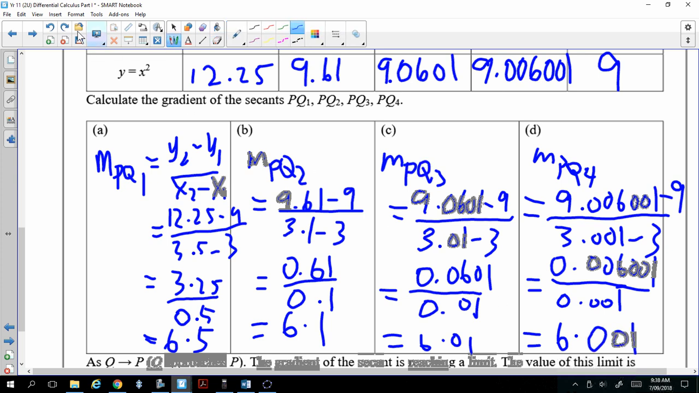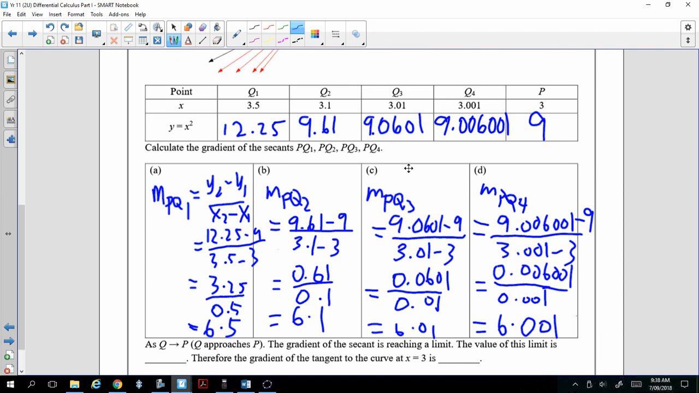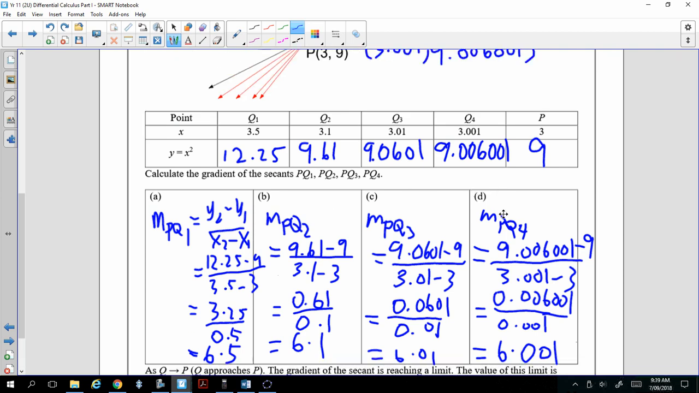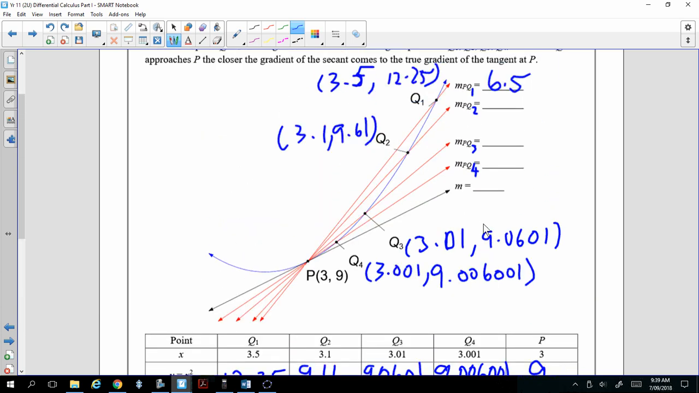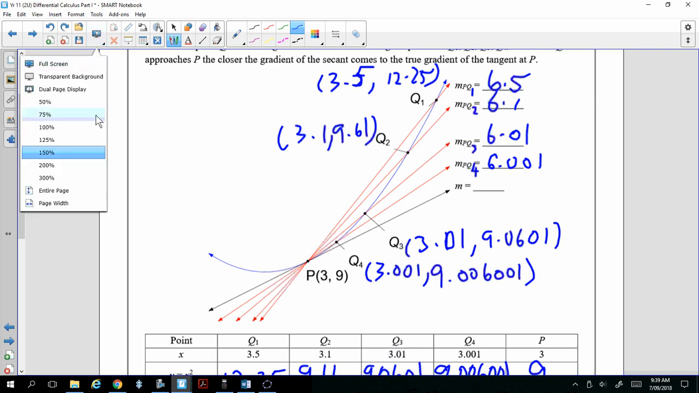All right. Okay, now can you write the gradient here? So the first one is 6.1, 6.01, 6.001. So let's write it down and then we're going to talk about it. Let's pick a bigger screen so you can see. All right, so hopefully you can see the working out. So what's happening there? See the red line? The gradient is approaching a limit.